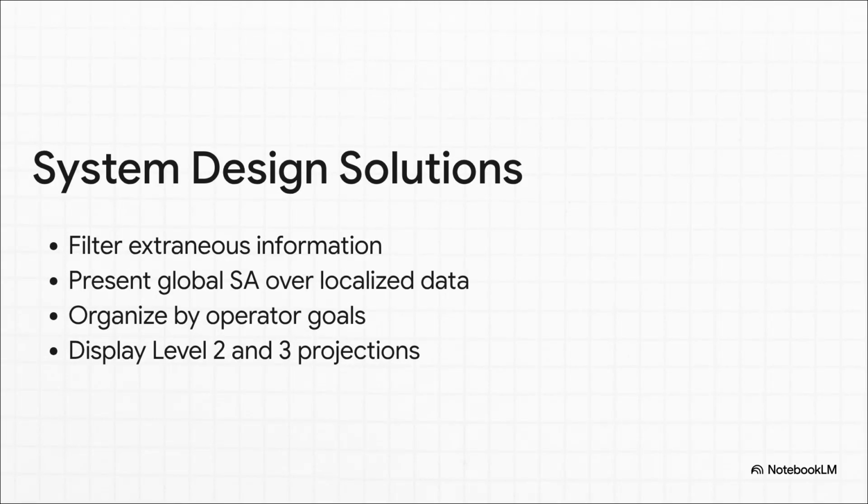The solution here is pretty clear. We've got to stop just throwing raw data at operators. It doesn't work. Good system design has to actively filter out the extraneous noise. It needs to organize information around what the operator is actually trying to achieve right now, rather than just burying it in nested menus. But most importantly, we have to design systems that instantly hand the operator level 2 comprehension and level 3 projections. Let the computer do the heavy computational lifting. That frees up the human's very limited working memory to do what it does best, make the actual critical decisions.